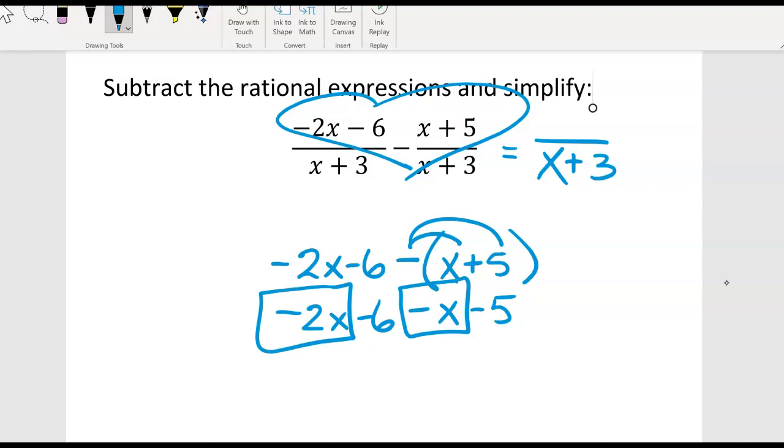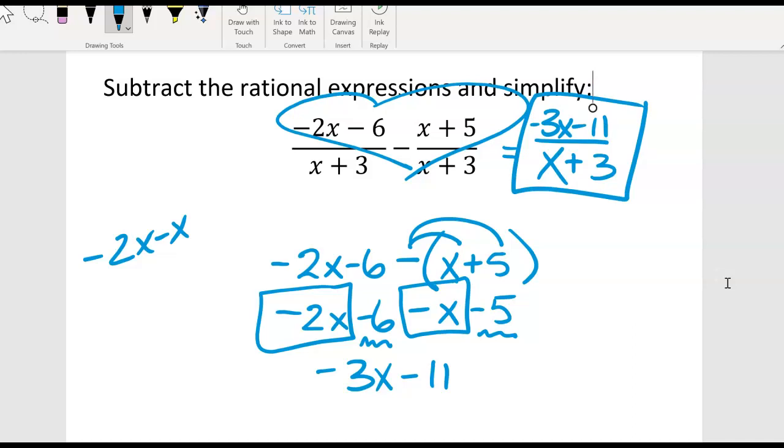There are my x's. So negative 2x minus x, if you need to, grab a calculator. It's okay to use it. We should get a minus 3x. And then negative 6 minus 5 is a minus 11, a negative 11. And that is our answer. That's the numerator. And we're done.